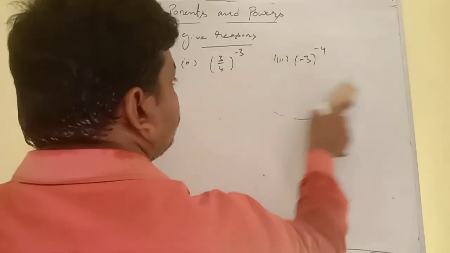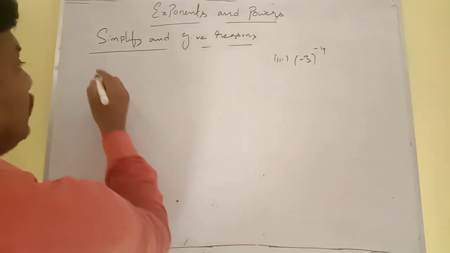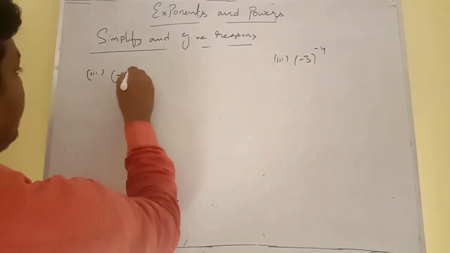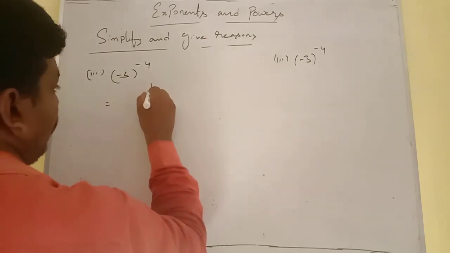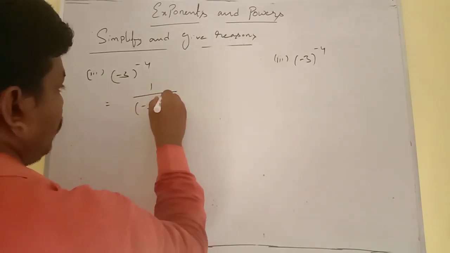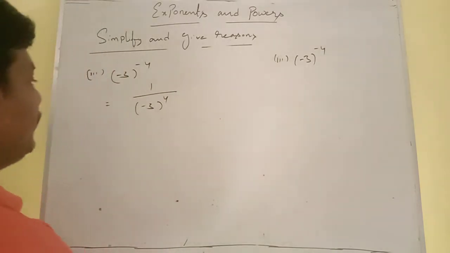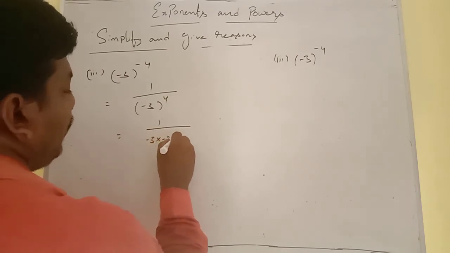So third comes to the question 3. So what is this value? Coming to question number 3, minus 3 whole to the power of minus 4. That means what? This can be written as 1 by minus 3 whole to the power of 4. So this can be written as 1 by minus 3 multiplied 4 times.